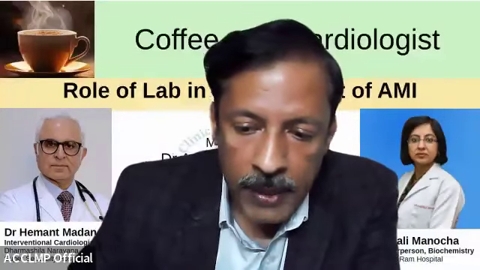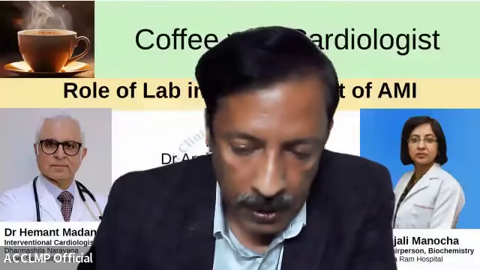For any test to be qualified as a hs-Troponin, at the lowest limit of detection, the maximum CV allowed is 10%. Now, what do we mean by that? At the lowest level that you can detect it, you should have a plus or minus 10% deviation. Only when a test clears that are we going to call it hs-Troponin.